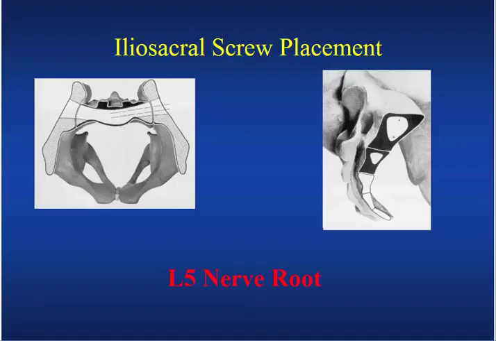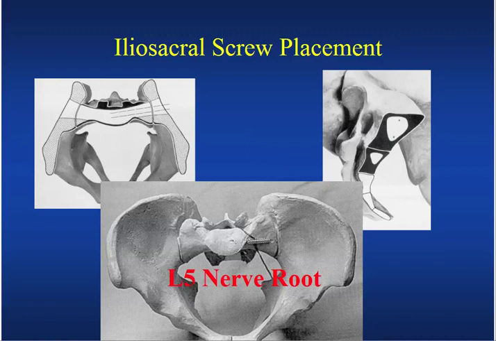This is the safe zone for placement of an iliosacral screw into the S1 vertebral body. You want to visualize that on your lateral fluoroscopic image of the sacrum, and this is the correct orientation. And I think this slide shows the inappropriate placement of a screw which penetrates through the anterior aspect of the sacral ala and could potentially damage the L5 nerve root.